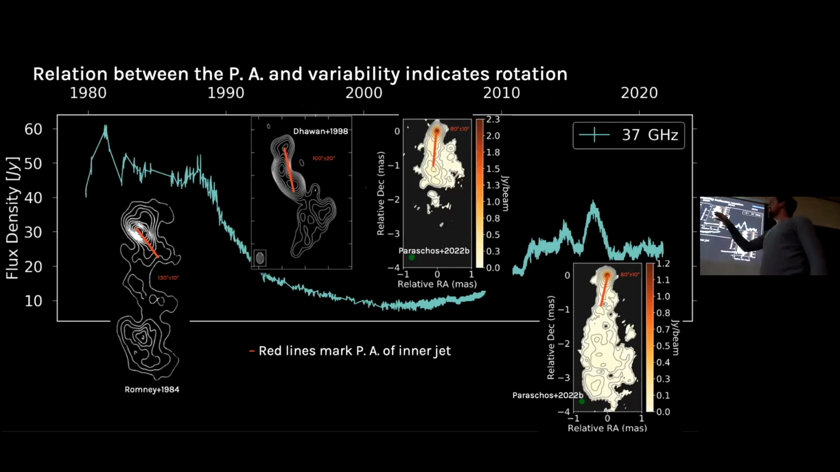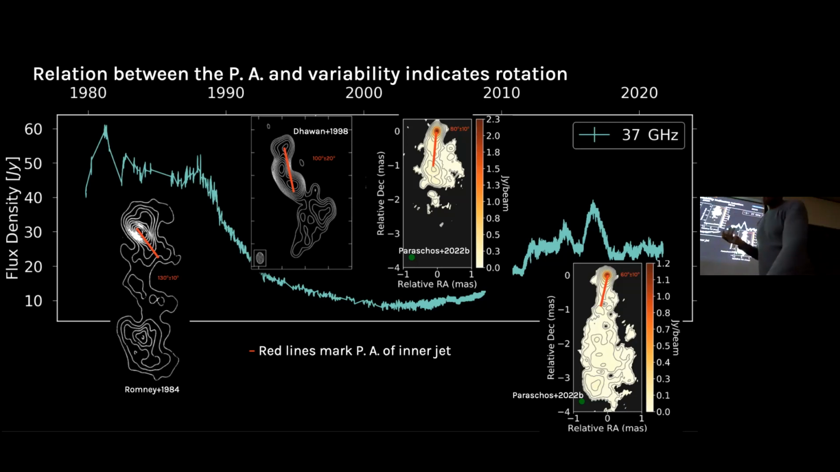Now, if we look at the flux density versus time, for example, here I used the 37 gigahertz light curve, where we have a lot of data starting from the 80s. You can see that there seems to be a trend which looks like something periodic. The overall trend is what I'm talking about. And if you also look at the position angle of the inner jet, which is the red line, you see that it seems to turn with time, and this might also align with this overall periodicity that we're seeing.